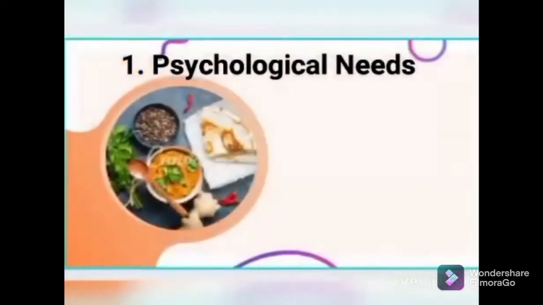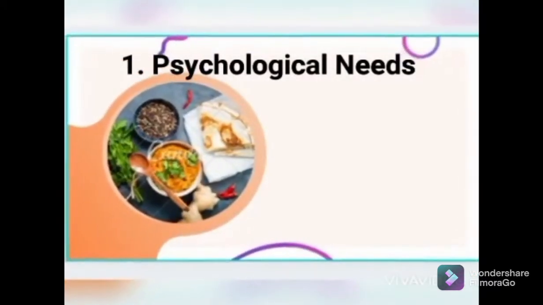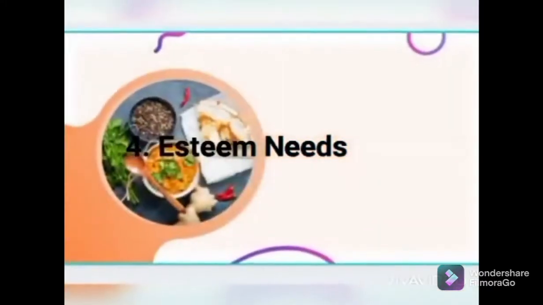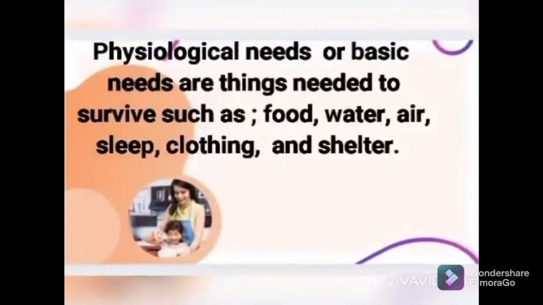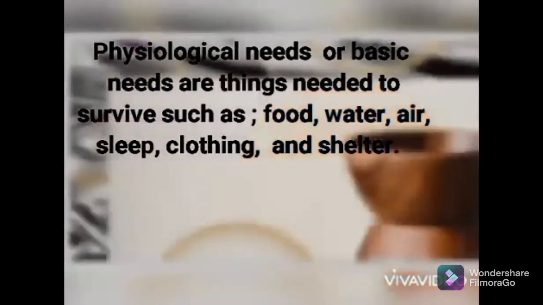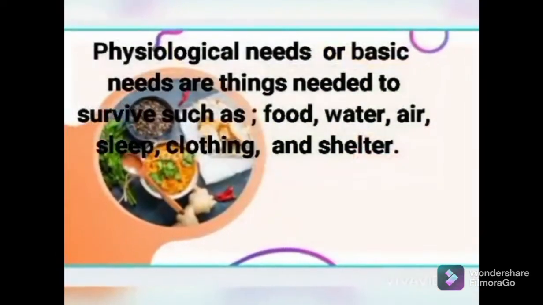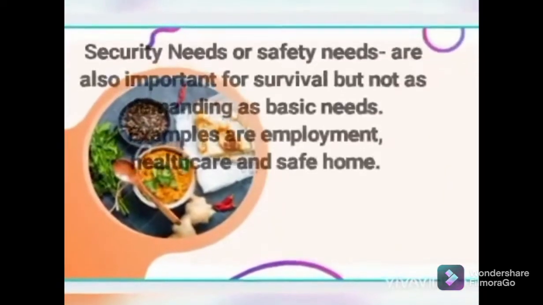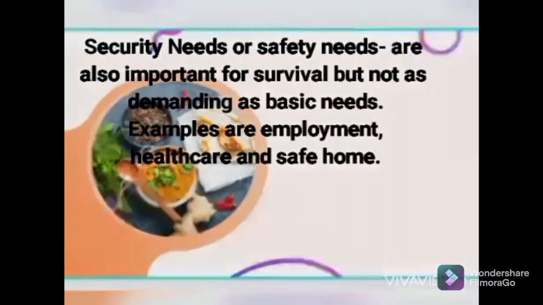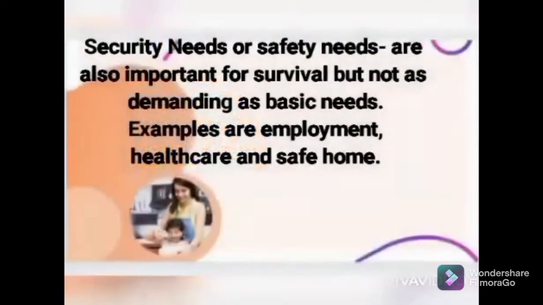First is physiological needs or basic needs. Second is security needs or safety needs. Third, social needs. Fourth, esteem needs. Fifth, self-actualization. Physiological needs or basic needs are things needed to survive, such as food, water, air, sleep, clothing, and shelter. Security needs or safety needs are also important for survival, but not as demanding as basic needs.